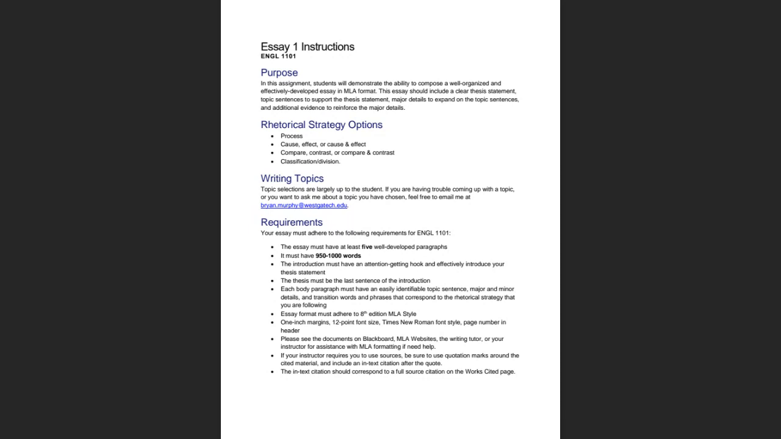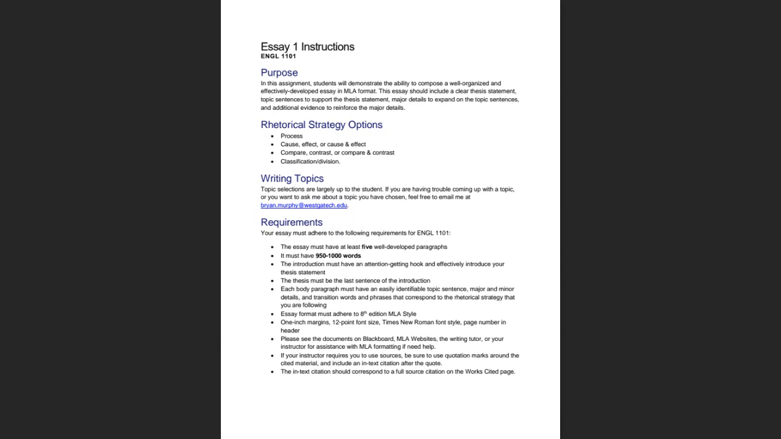Remember, each of these strategies has a corresponding chapter in your textbook. I encourage you to read the chapter as well as watch the supplemental lectures that I will provide to help you understand these strategies. For the requirements, the first requirement is at least 5 well-developed paragraphs. I prefer that you don't go over 5. I prefer you stick to 5, have an intro, 3 body paragraphs, and a conclusion, just because it makes things easy. 950 to 1,000 words, that's about 3 pages, thereabouts, whichever comes first.